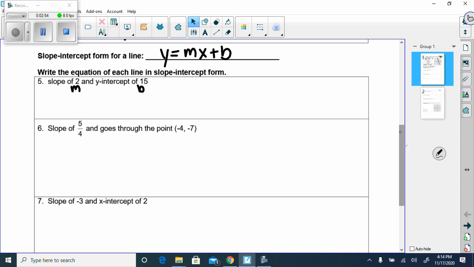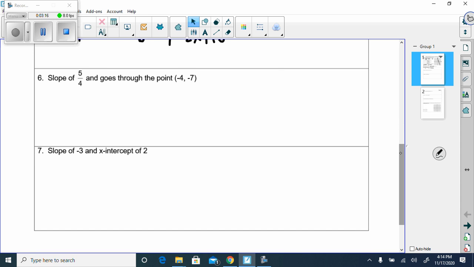So I would just need to plug this into my equation, y equals mx plus b. I would have y equals, I can replace m with 2, x, and then my b is positive 15. So there's my equation. Okay, number 6, I have my slope, which is m. And then I have the coordinate point here, negative 4, negative 7. So remember, this is x and this is y.